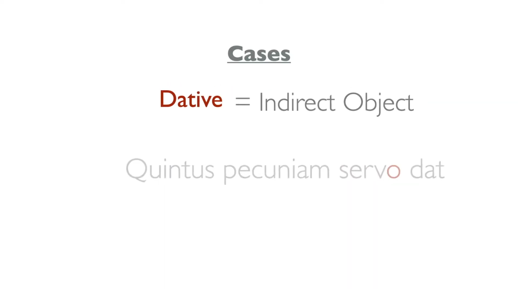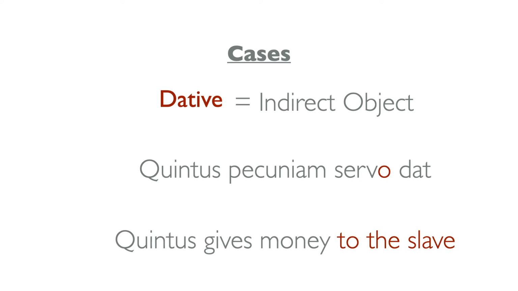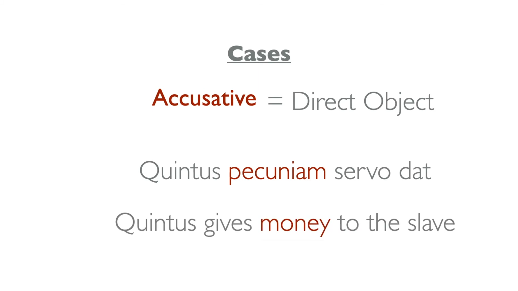Next, we come to the dative case. Think of it as your indirect object. In the following example, Quintus pecuniam servo dat, servo is in the dative case. Quintus gives money to the slave. The accusative is your direct object. So if we take a look again at the sentence, Quintus pecuniam servo dat, you'll notice that pecuniam is in the accusative case. Quintus gives money to the slave.